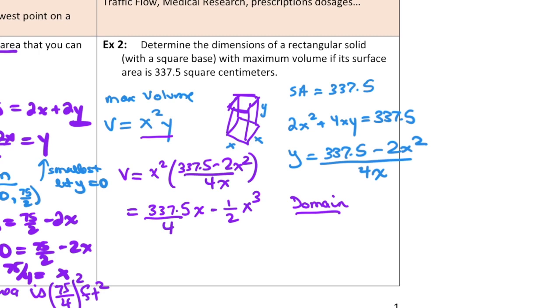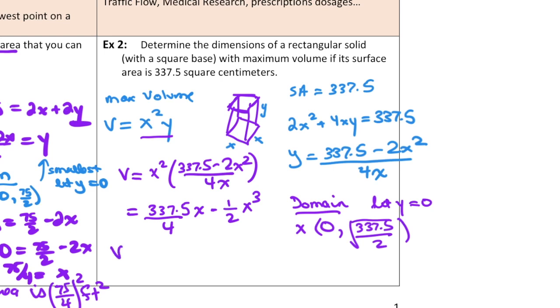So the smallest value that you could possibly have for this domain is 0. And then we want to go from 0 to, well, let's think about it. Could we go to infinity? No, we're going to use that idea of letting y equal 0 and solving this expression. So we will have 337.5 divided by 2 with the square root. So that is going to be your value. That will be the largest x value.